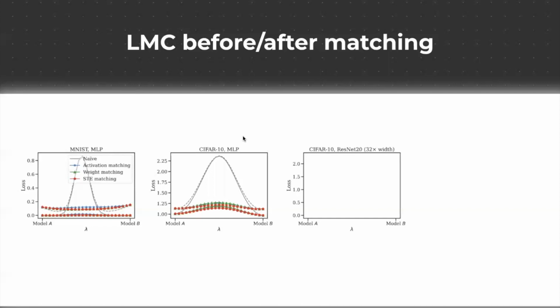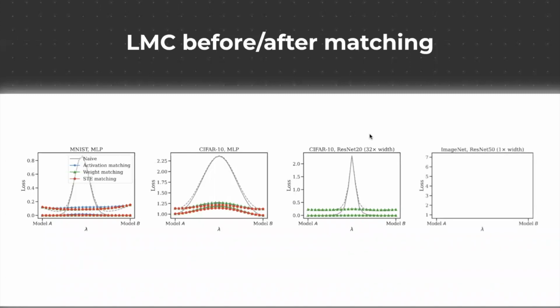Okay, next, CIFAR-10 is not out of reach. So let's try CIFAR-10, but with a properly powered model. So here's CIFAR-10 with a ResNet, and you can see we reach perfect connectivity. So essentially no barrier. And then finally, we have ImageNet.